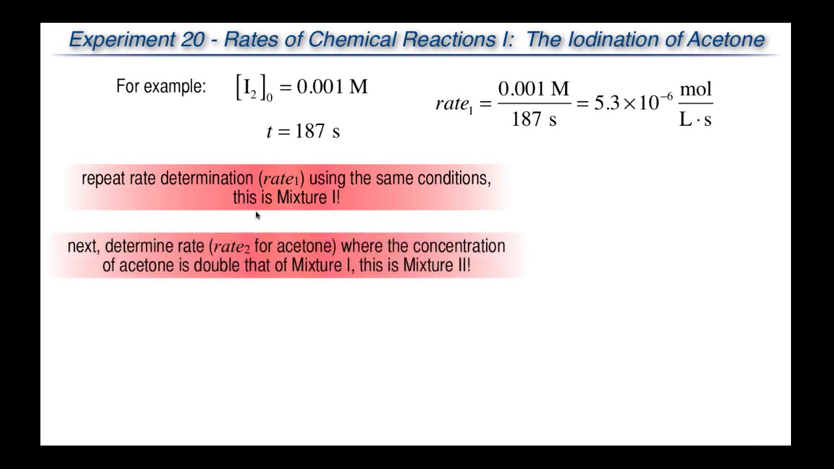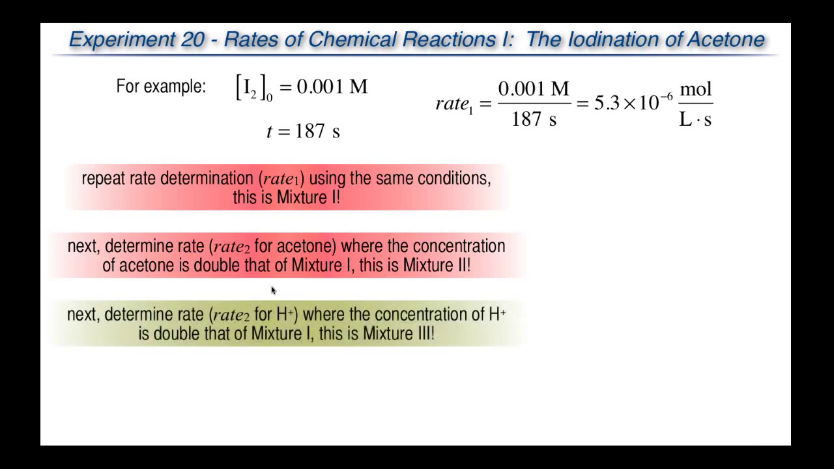And then you're going to go ahead and determine the rate where we're going to vary the concentration of acetone. Okay, so as we saw when we were deriving the equation, what we want to do is double the concentration of acetone and keep all of the other concentrations the same. So double the concentration of acetone, and the concentration of iodine and the concentration of hydrogen ion, H+, will remain the same as that in mixture 1. Okay, so you'll mix those together. You'll determine the rate. Again, determine the rate 2 times. And that will be mixture 2.